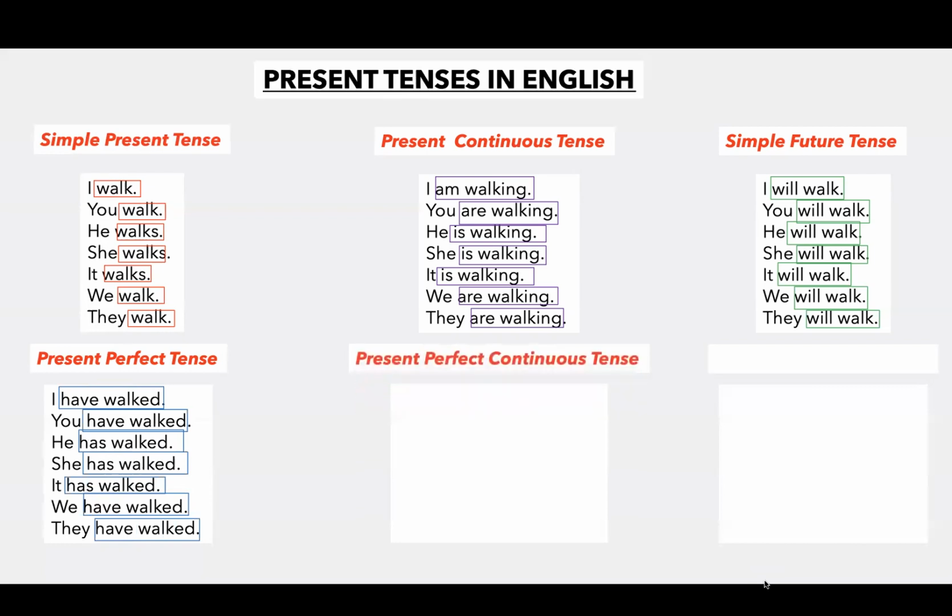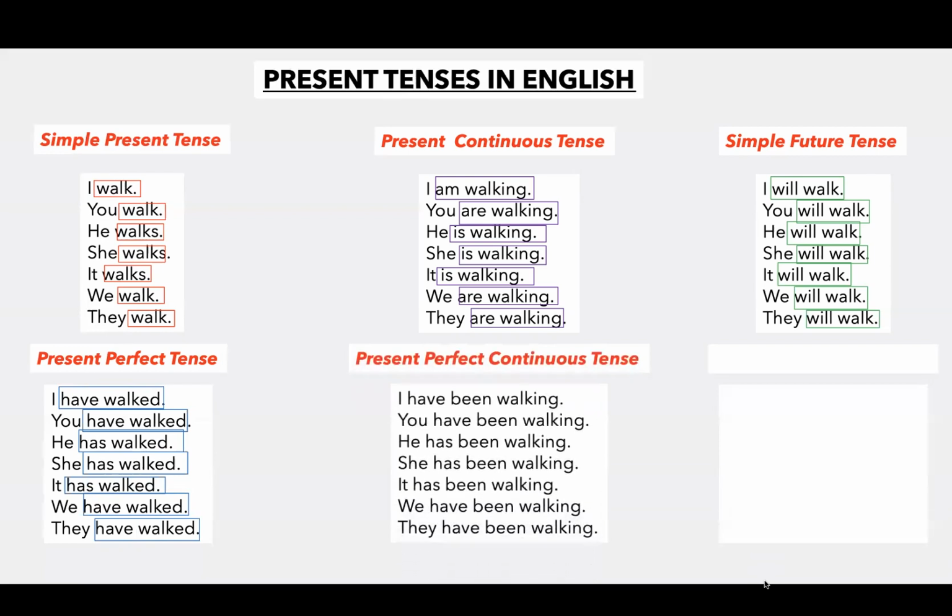Present perfect continuous tense. In present perfect continuous tense, again, this time we have present perfect plus continuous tense. So the structure is different this time. We have been or has been verb ing. So please be careful. Here we use the past participle form of the verb be: been with all subjects. Have been or has been.